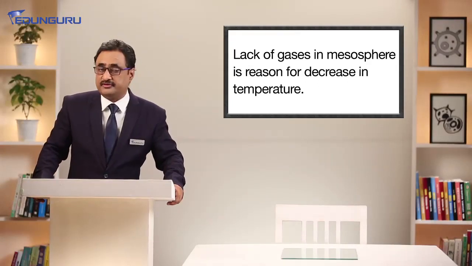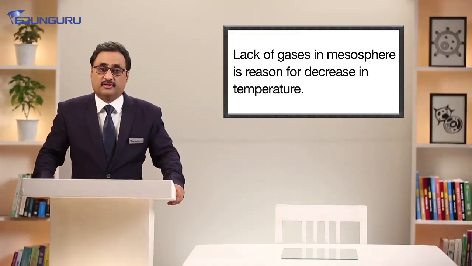Again, the question is why? In the stratosphere the temperature increases, but in the mesosphere the temperature decreases. Well, for the mesosphere, the reason is that there are hardly any gases. If there are no gases, even if the sun is striking, in order to have some temperature there must be some particles. The particles are not there, so that's why the temperature decreases. So we can say that the lack of gases in the mesosphere is the reason for the decrease in temperature.